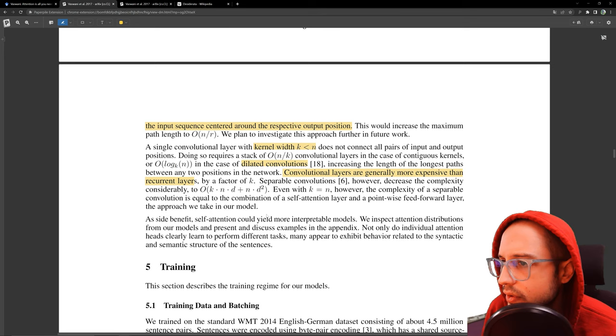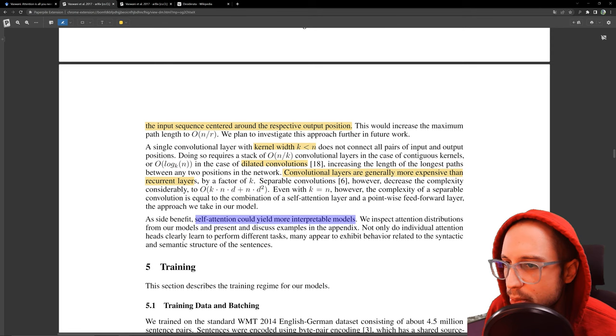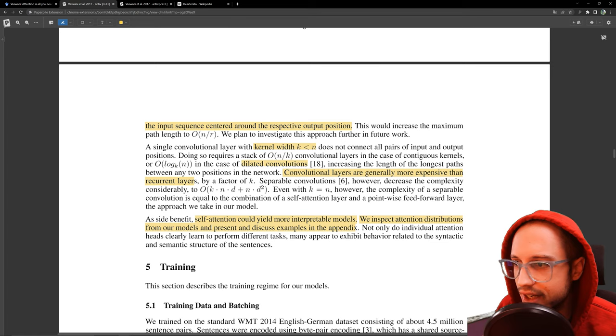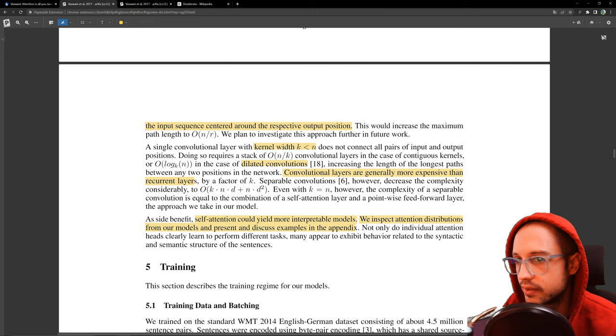Self-attention could yield more interpretable models. We inspect attention distributions from our model and discuss examples in the appendix. The fact that you can look at what parts of the sequence are paying attention to what other parts means you could look at that matrix and ask what things are related here, and maybe have more of an idea of what the black box is doing.